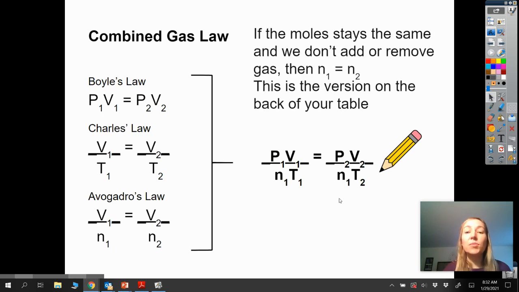Now, oftentimes when we use this gas law, the number of moles are staying the same. Imagine that we've filled a balloon with helium and tied the balloon. The number of moles inside the balloon then is constant. We tied it and closed it. And so the beginning number of moles is going to be the same as the ending number of moles, n1 equals n2.